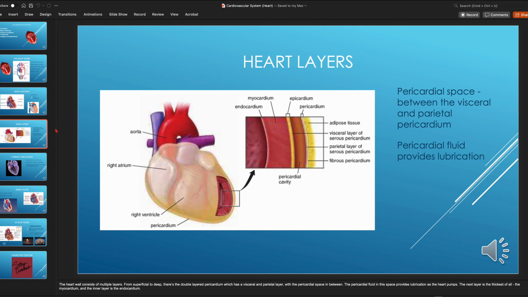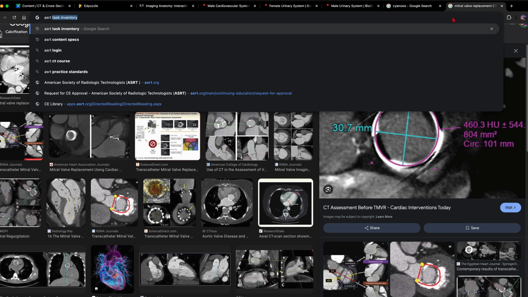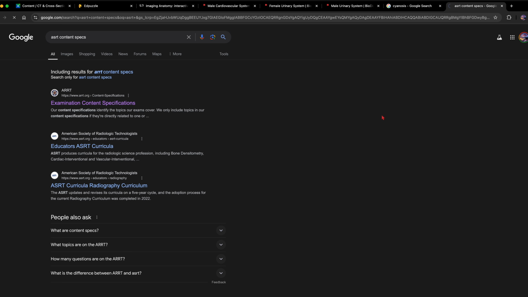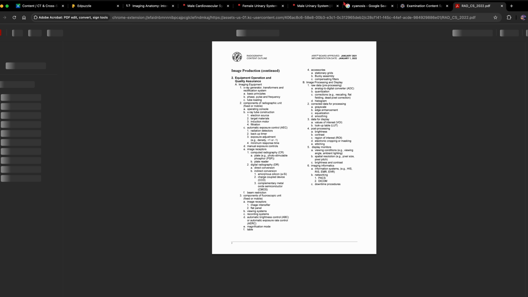It's important for you to know the muscle layers of the heart. I think that might be something that's in your content specifications. You might want to check that. Actually, I can check that for you now. And this is actually very, very important. ASRT content specifications. And you can just Google that to see what's on here.